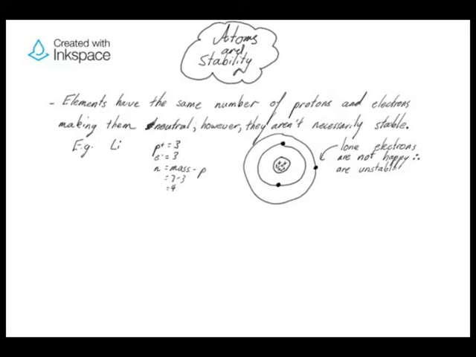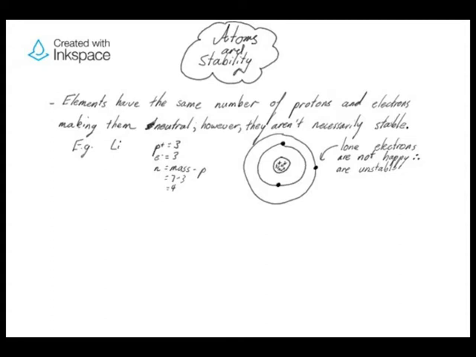So if we draw our diagram like this, we have our protons in the center, our neutrons in the center, and then we start to fill our electrons. So our first shell holds 2, so we put our 2 in, and then that means there's 1 left in the outermost shell, our valence shell. And so because there's 1 electron sitting by itself, it's not happy. It's unstable. And that's the key takeaway from this.